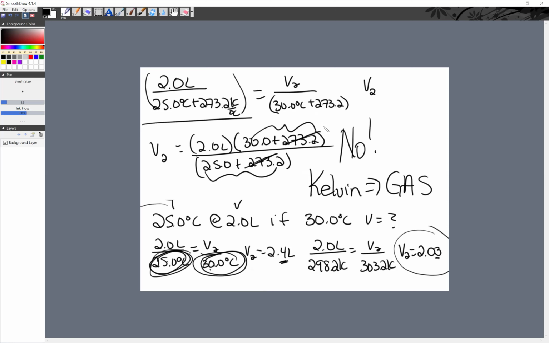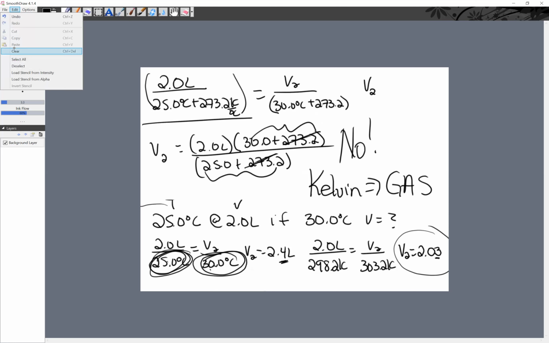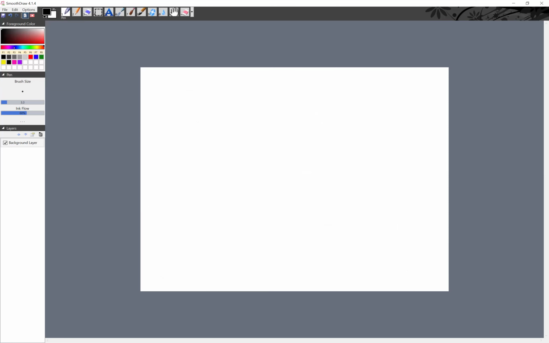Perfect. Okay. Let's do the Gay-Lussac law. So we have played with pressure and volume. We've played with volume and temperature. Let's play with pressure and temperature, which means these three have to be kept constant. And again, pressure and temperature are on opposite sides, so they're directly related.